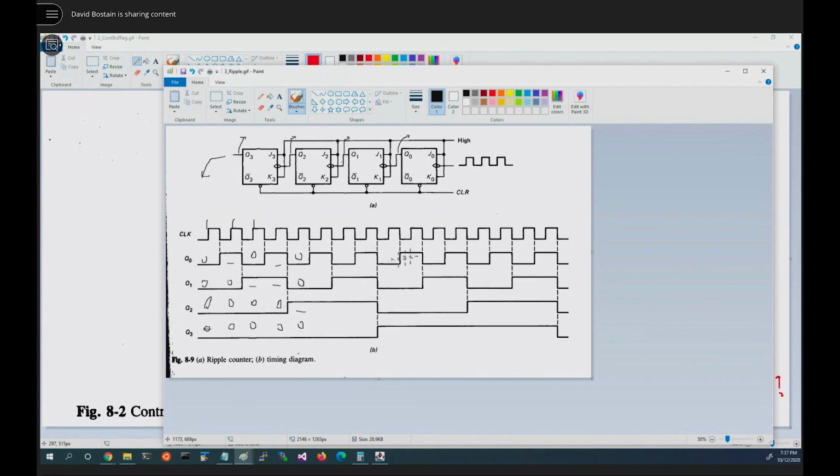And each stage is like a divide by 2. Each one's half the period of the other one. So if this period is 1 second, this is half a second a period. This is a quarter second, an eighth of a second. And the original guy, his period would have been a 16th of a second.